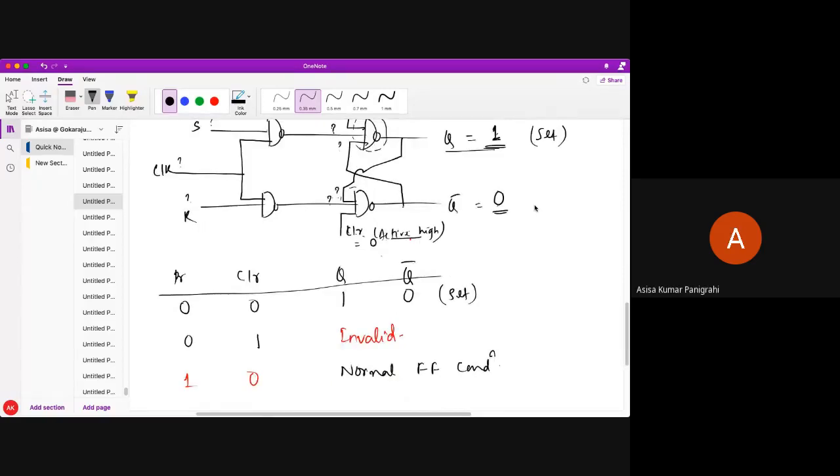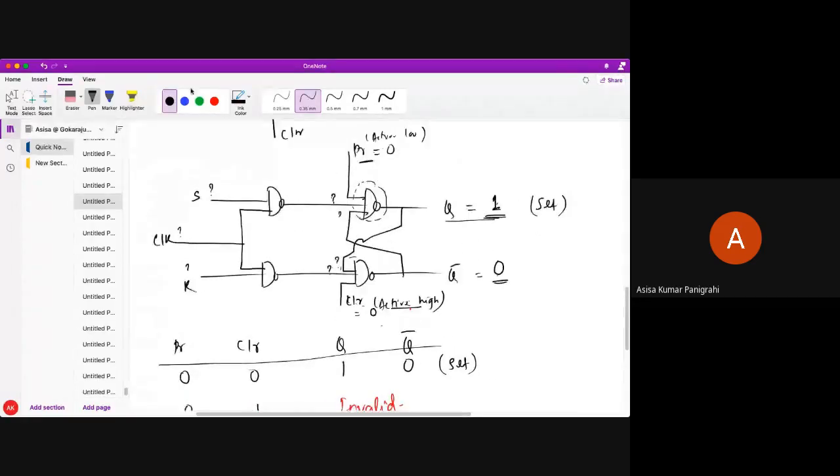Okay, sir. Understood. Now go for the 0 1. If preset equal to 0 and clear equal to 1, what will happen at that time? I'm just erasing this. Now tell me, here preset equal to 0 and clear equal to 1. Preset equal to 0 means it's active low preset. If clear equal to 0, it will give me 1.